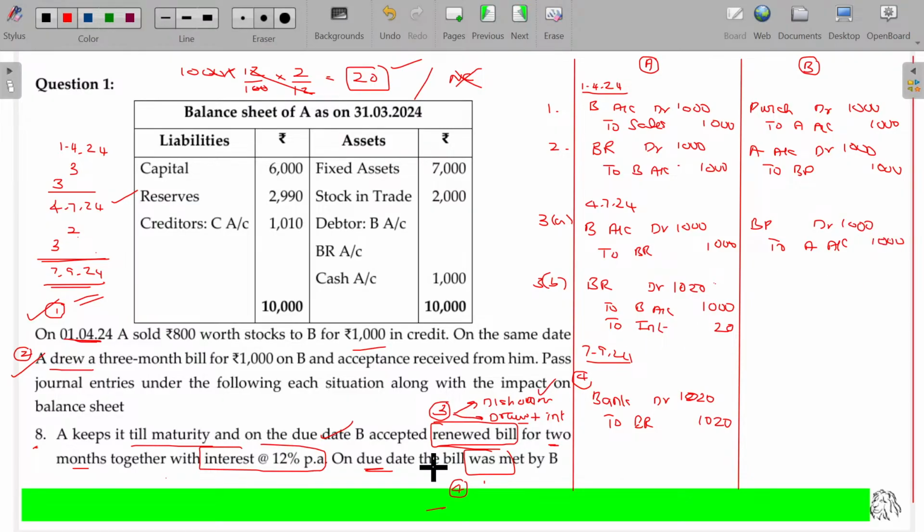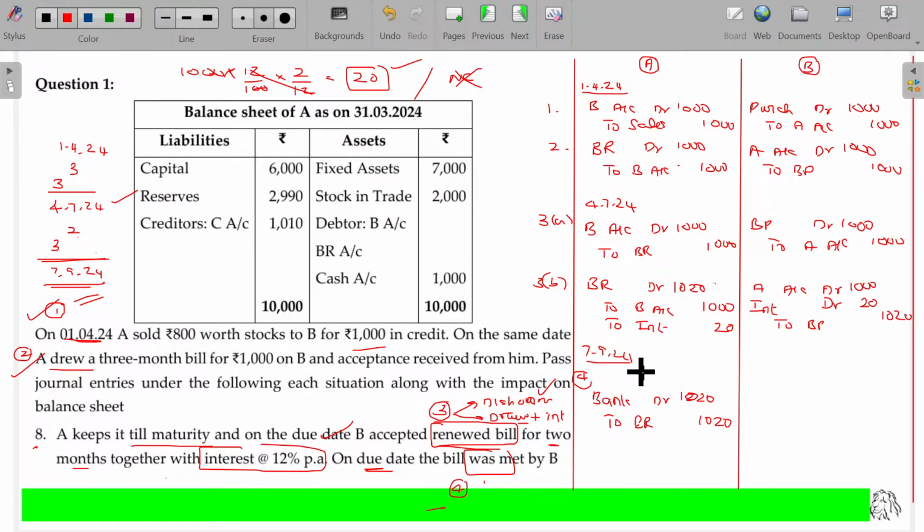And now he accepts the new bill. For that, the journal entry is A account debit, the amount payable to A being 1000, but I accepted bills for 1020. The difference between these two is my commitment to pay extra for the delayed payment, named interest. For A, interest is the revenue; for B, interest is the expense.